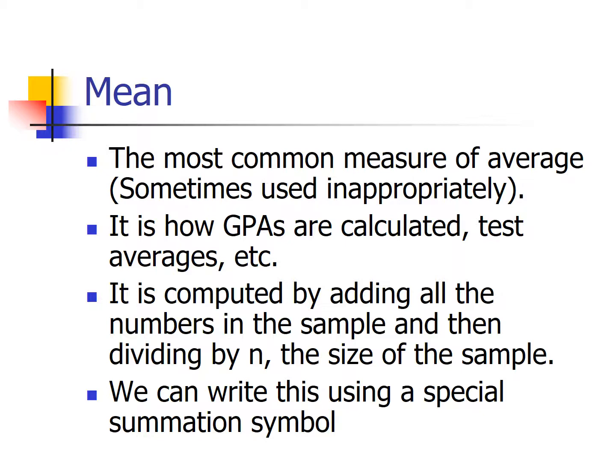The mean is calculated by adding up all the numbers in the sample, and then dividing by n, the size of our sample. We can write this approach up using a special summation symbol that I'll show on the next slide.